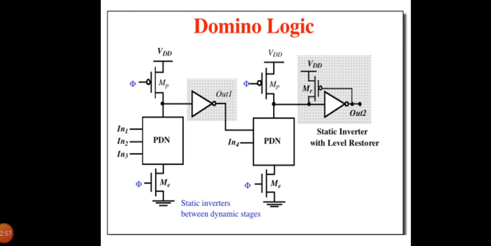One is, since each dynamic gate has a static inverter, only non-inverting logic can be implemented. Although there are many ways to deal with this, it is a major limiting factor, and pure domino design has thus become rare.